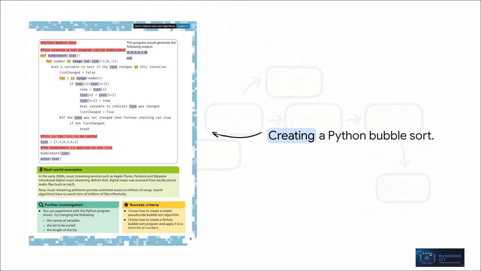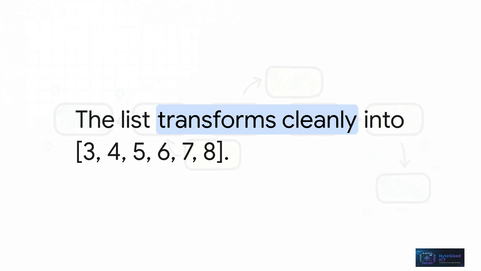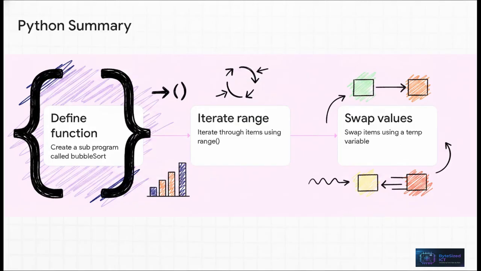Now, translating that rough draft into actual Python code requires setting up variables and nested loops. Boom! Watch that logic in action as our messy input array magically transforms into a perfectly ordered list. So the Python steps are: define the function, loop through your range, and swap using a temp variable.